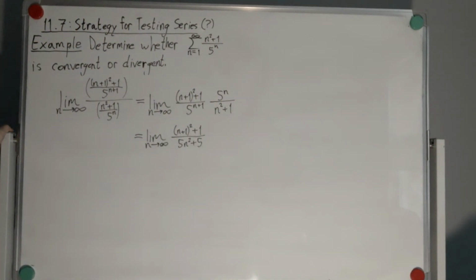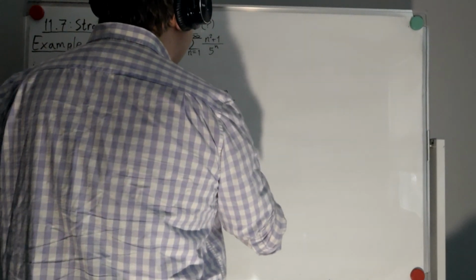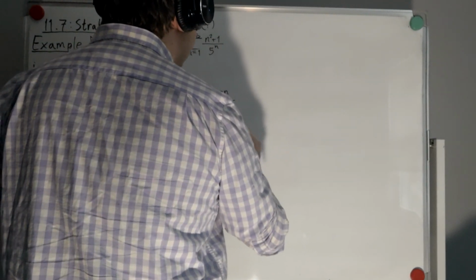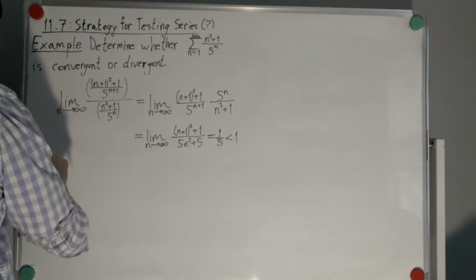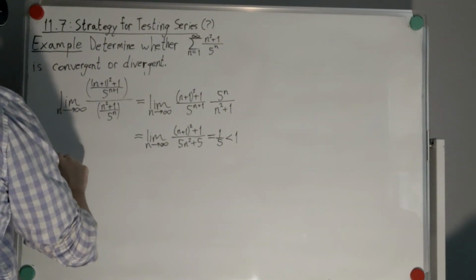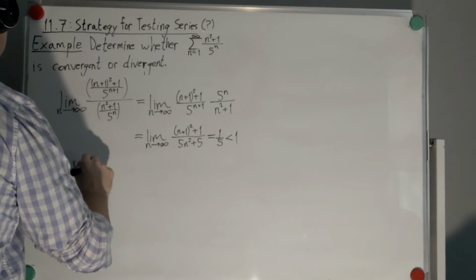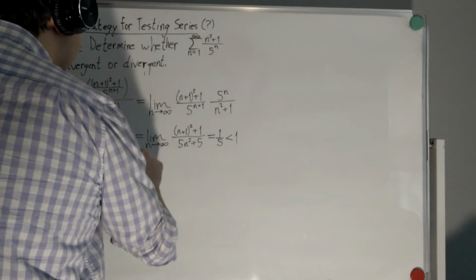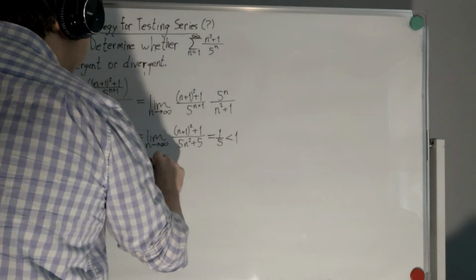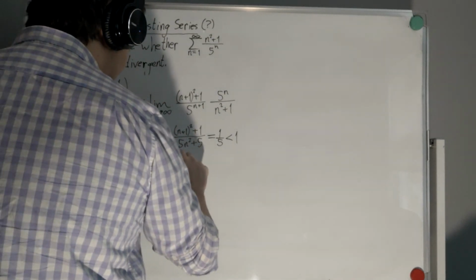And so now as n approaches infinity, this just approaches 1/5, which is less than 1. So by the ratio test, the series is absolutely convergent, which makes it convergent.